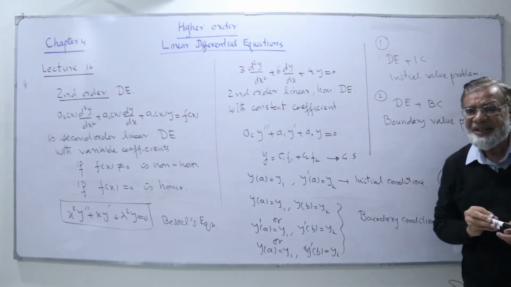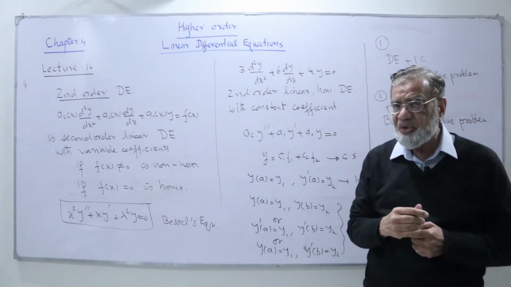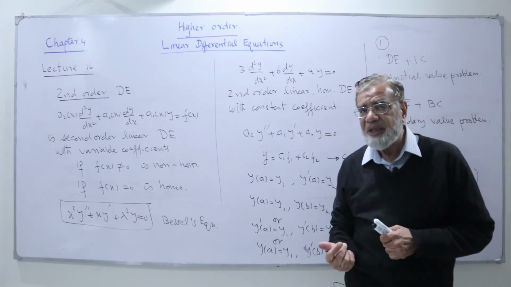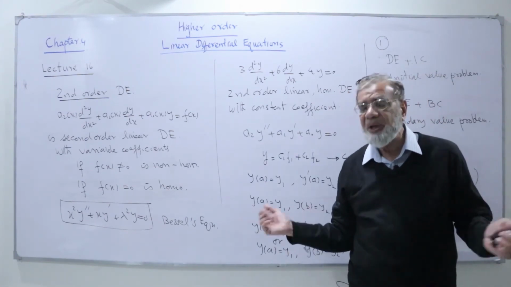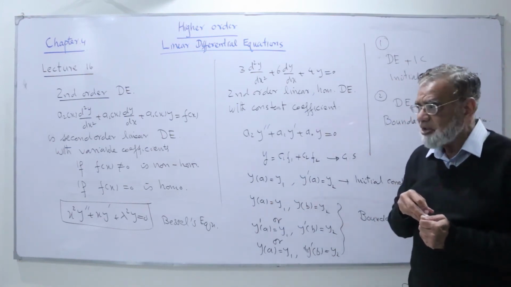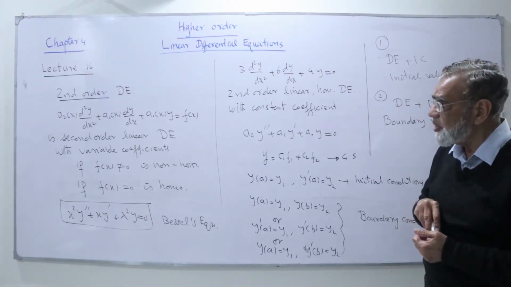The only thing is that initial conditions are defined at one point. To find the particular solution, we need the conditions. If you define them at more than one point, we say boundary conditions, and differential equation plus boundary conditions we call a boundary value problem. So this is a very small definition of initial value problem and boundary value problem. Inshallah, we're going to discuss the solutions of both.